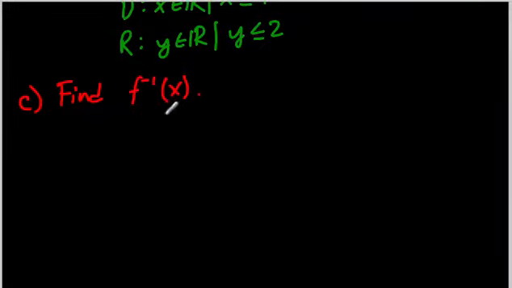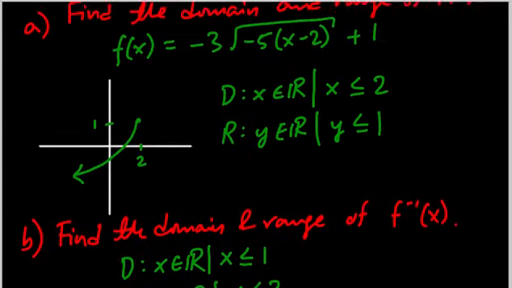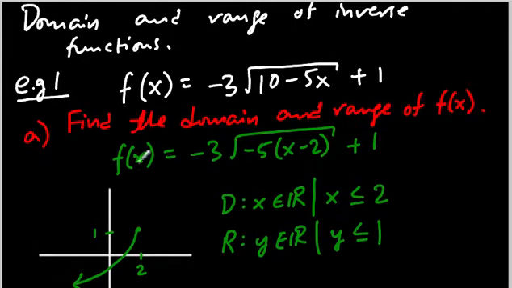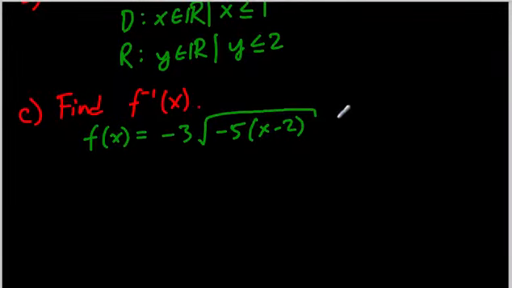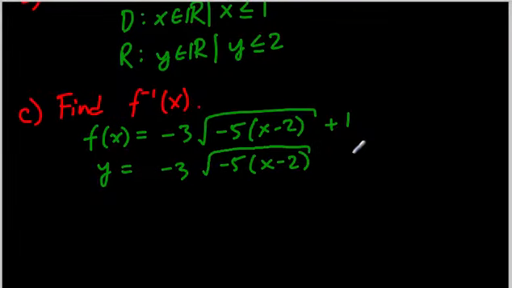So let's do this. Our original function is f of x is equal to... I could take either one, but I'm actually going to start with my factored form. I just like it better. So it's -3 times the square root of -5 times x minus 2, plus 1. First, write this is equal to y.